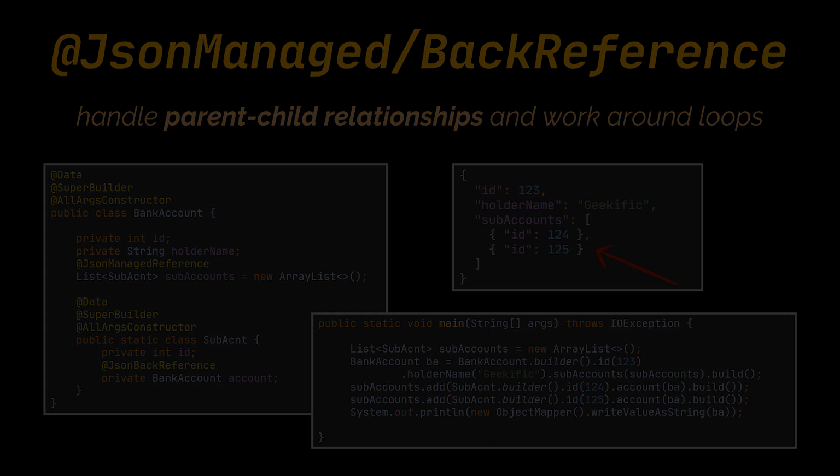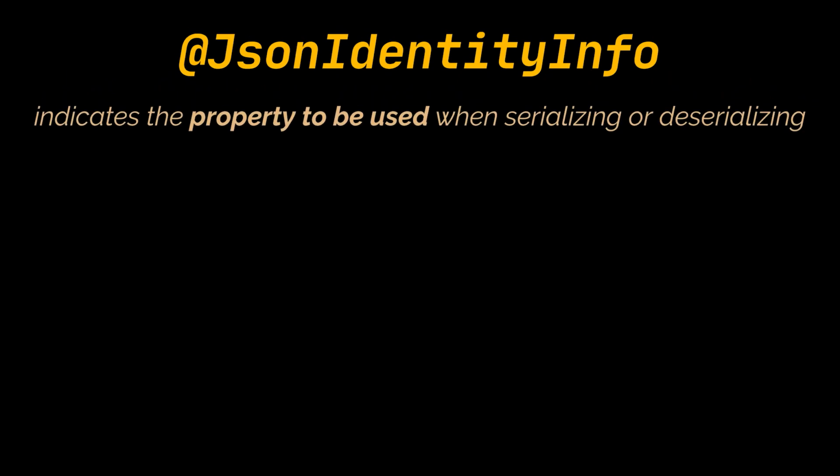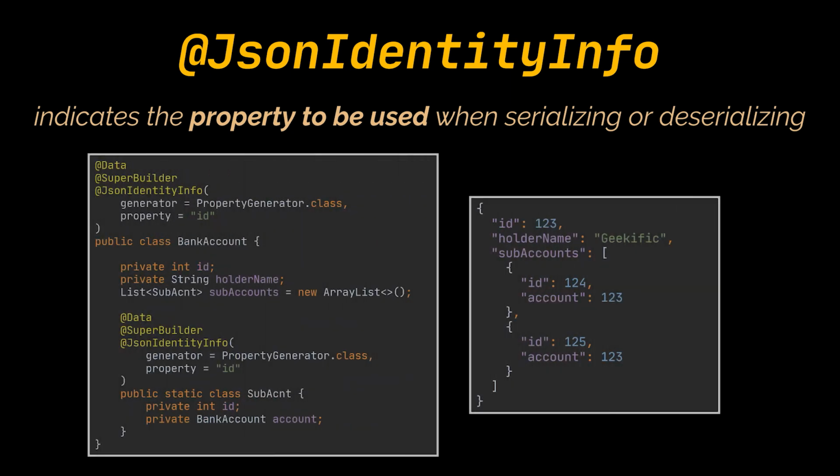On the other hand, the @JsonIdentityInfo annotation indicates the property to be used when serializing or deserializing values, like when dealing with infinite recursion types of problems like we just did. Using the same main method and by just adding these annotations to both classes, as you can see, we obtain the JSON in front of you as a result.